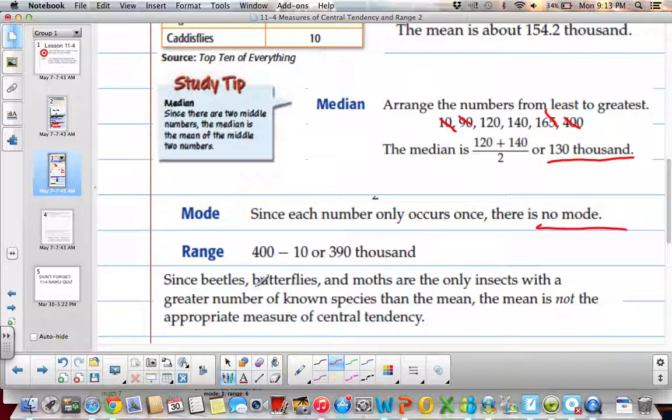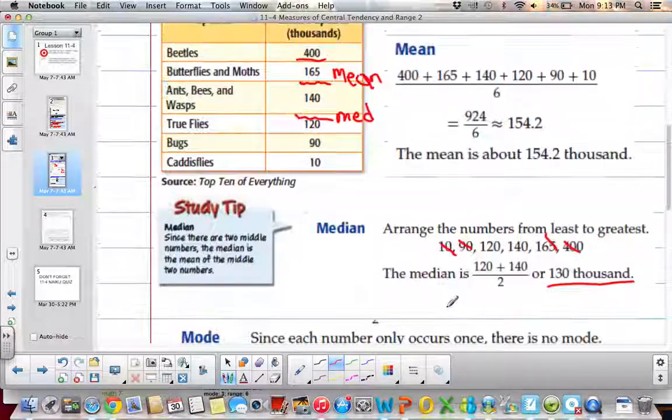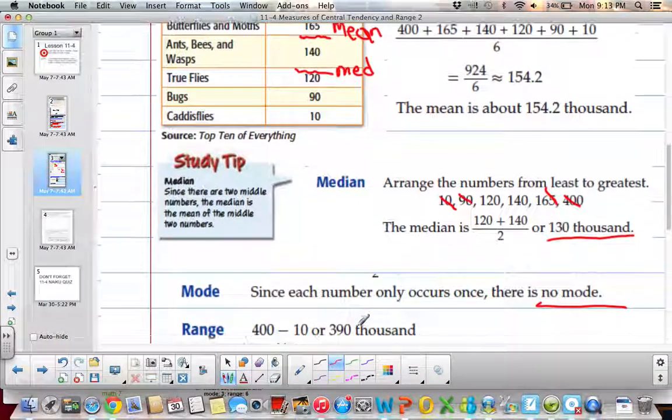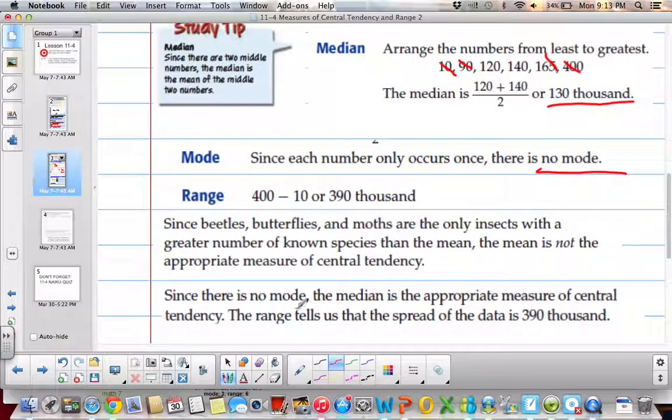So beetles, butterflies, and moths are the only insects with a greater number of known species than the mean. So the mean is not the appropriate measure of central tendency. It's really only these 3 that are above the mean, but all of these species are below the mean. So that wouldn't be our best. And like we said, there's no mode.